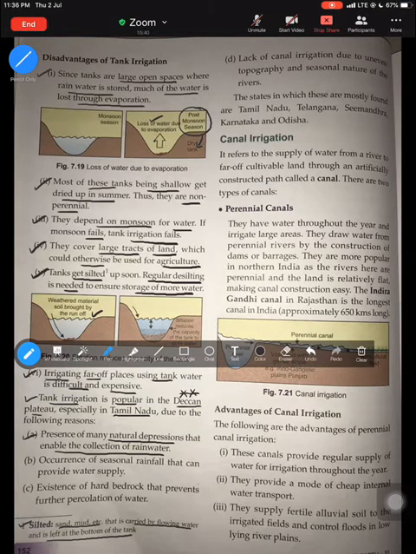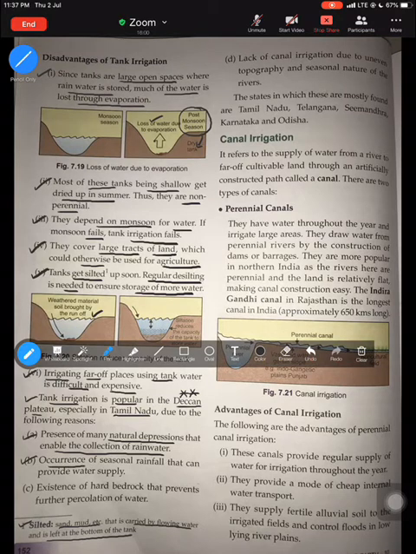The topography in the south, because it's in the peninsular part of the country, so the topography, that is relief, has a lot of depressions, low lying areas, which makes it easier for the collection of rainwater. So that is the first reason why tank irrigation is popular in the Deccan Plateau or your peninsular region.